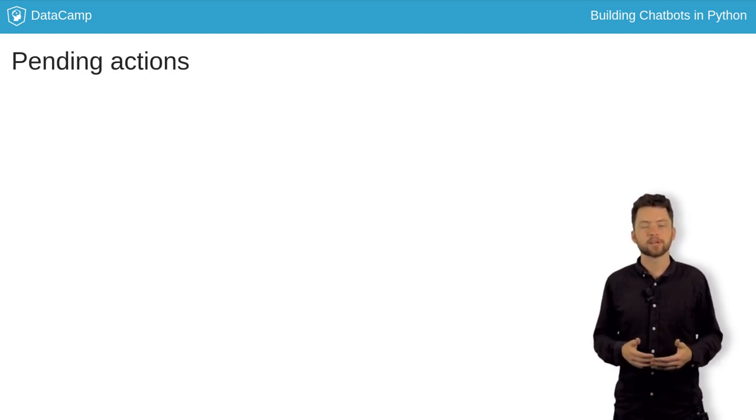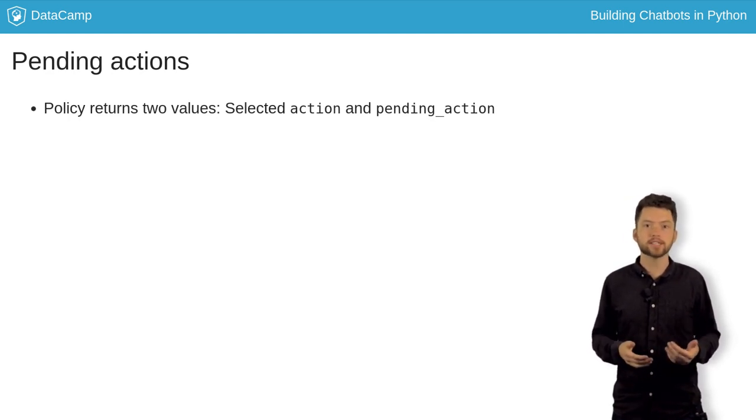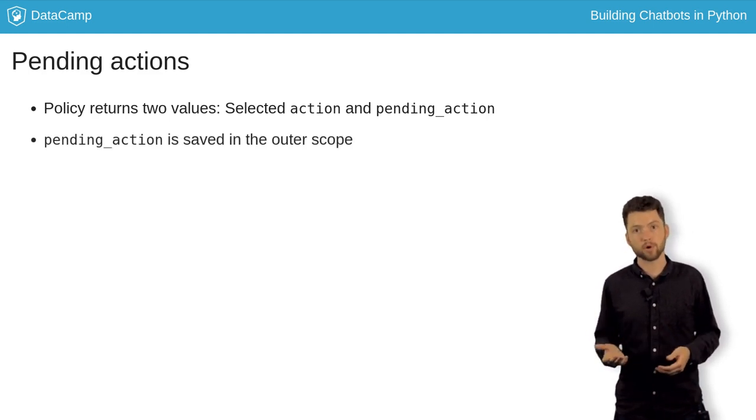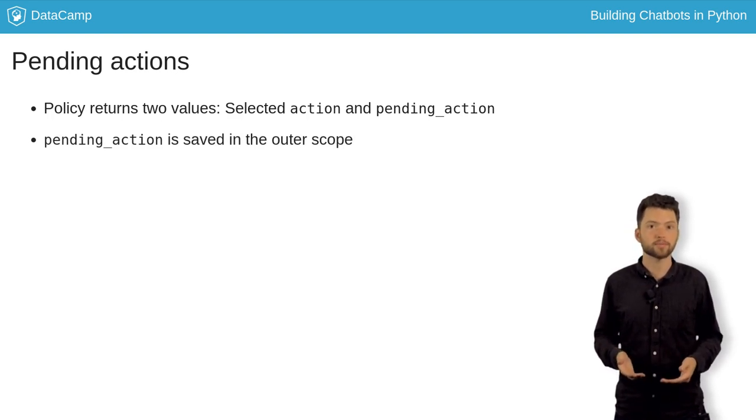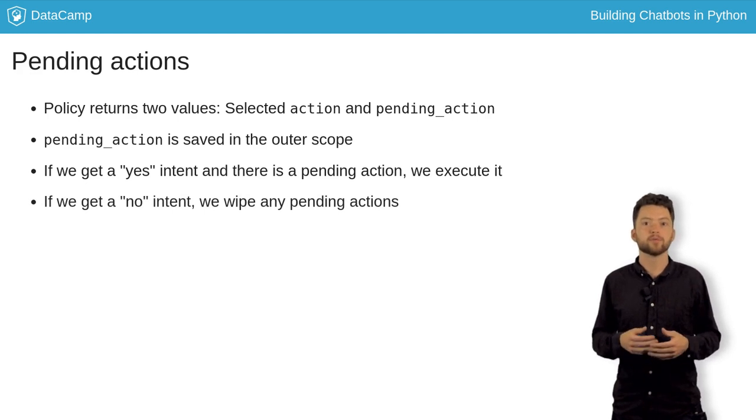To implement this, create a policy which returns two values: the selected next action and a pending action. The pending action will in many cases just be none. Save the pending action in the outer scope, where the params dictionary and the state variable were also defined. If we get a yes intent and there is a pending action, we execute it. If we get a no intent, then we wipe any pending actions.